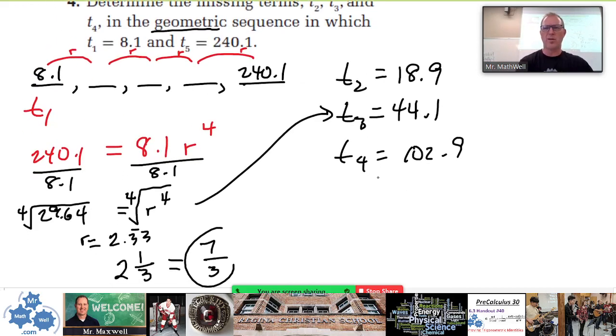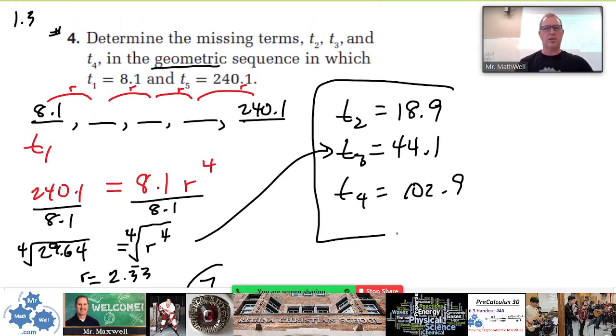And I think, do we need one more? No, that's it. T2, T3, and T4. So there's your answers right there. Should be good. Again, if the question is in decimal form, you can just leave your answers in decimal form. That's totally fine. If they were fractions, then you'd want to have your answers in fractions, I guess. So any questions about that one? Does that help with number 4, those of you that asked?